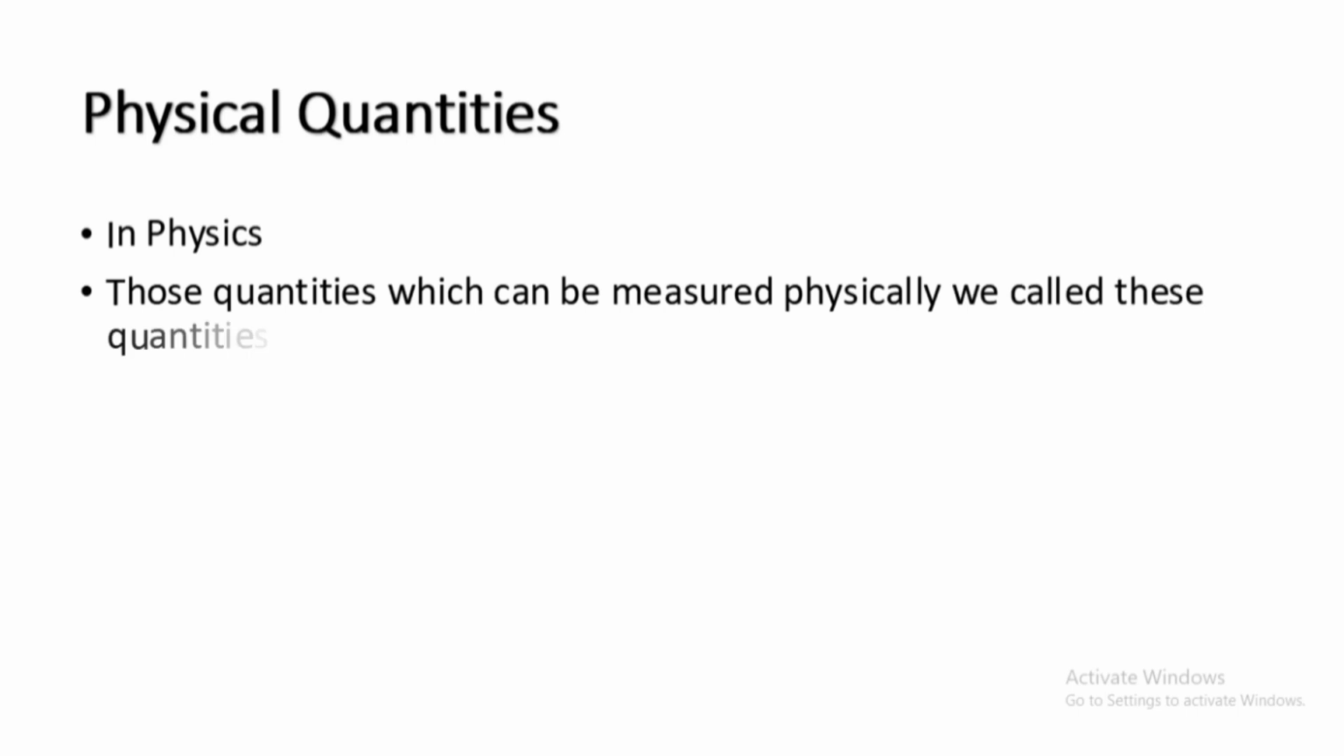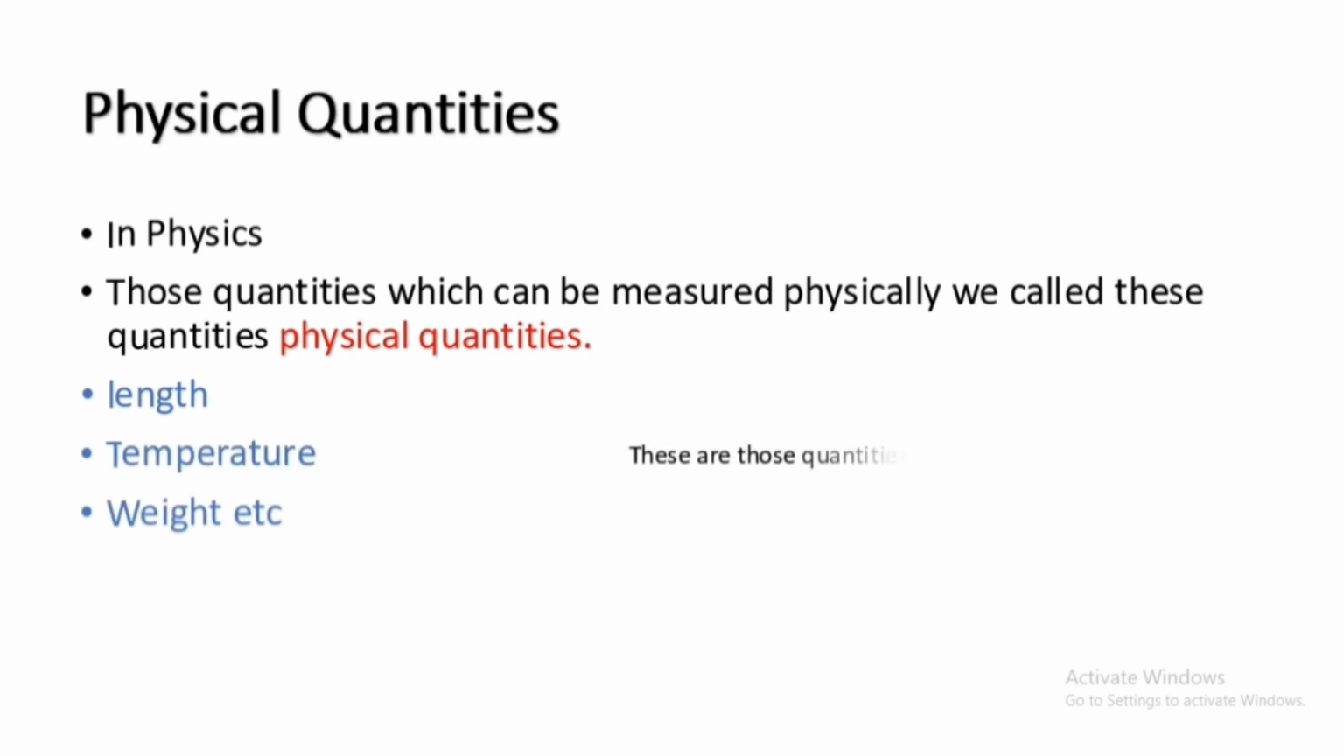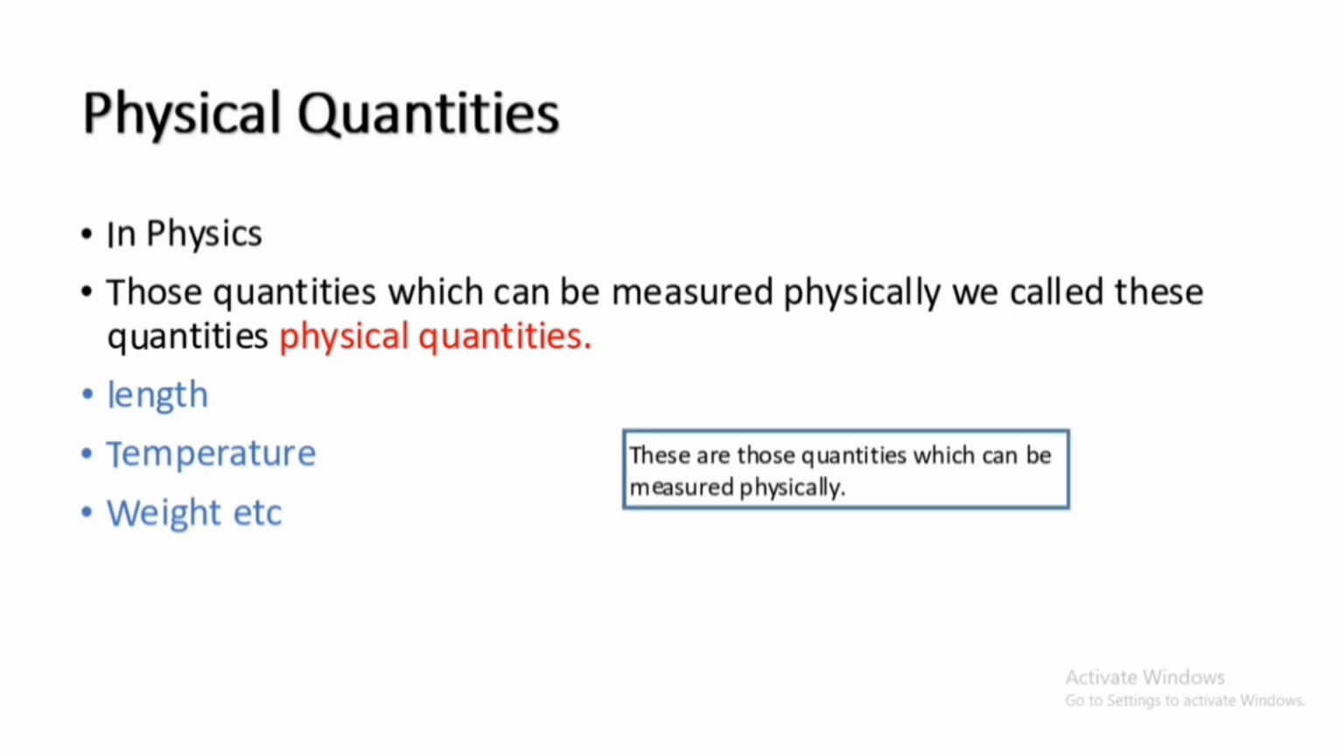Similarly, what are physical quantities? In physics, those quantities which can be measured physically, we call physical quantities. For example, length, temperature, weight, etc. So these are those quantities which can be measured physically. So these are called physical quantities.